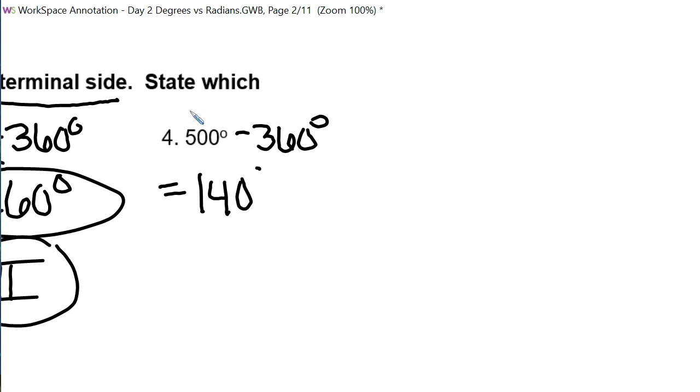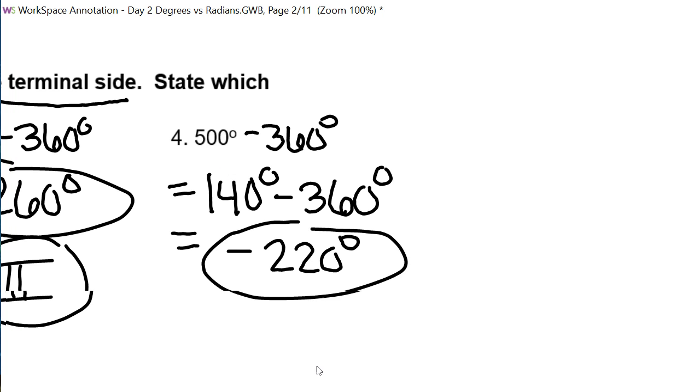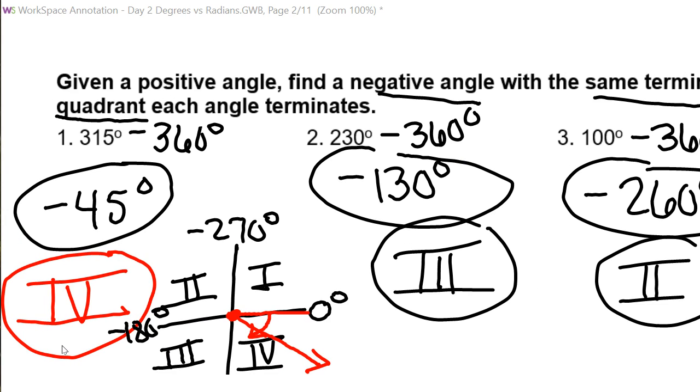Negative. So if it doesn't work the first time, do it again. Keep subtracting 360 degrees until you get to the first negative angle. And what's 140 degrees minus 360 degrees? Negative 220 degrees. And negative 220 degrees would terminate in which quadrant? Quadrant 2.